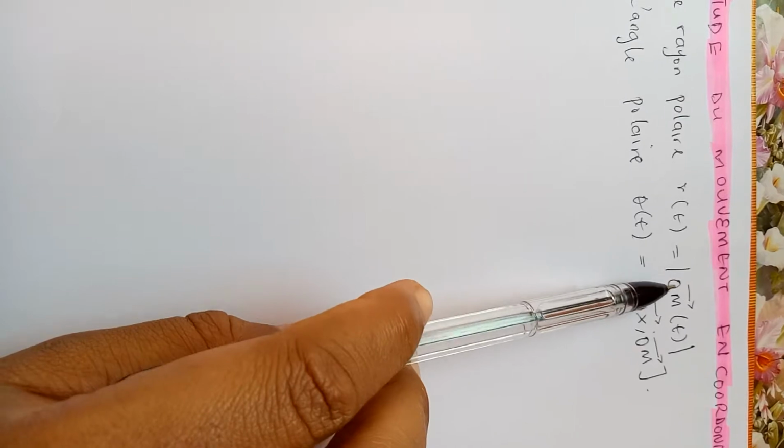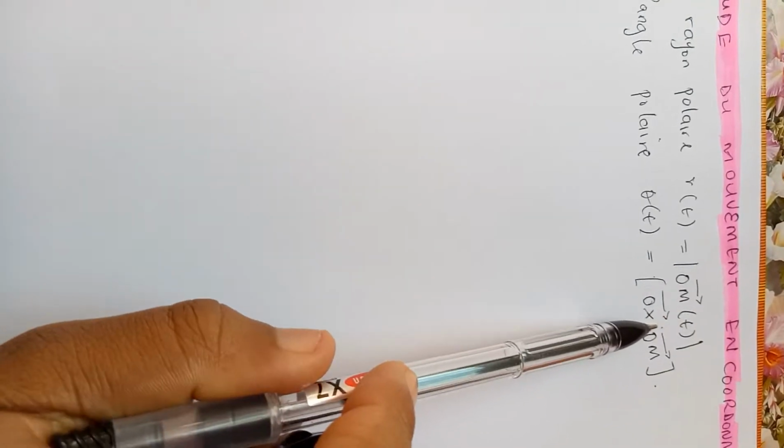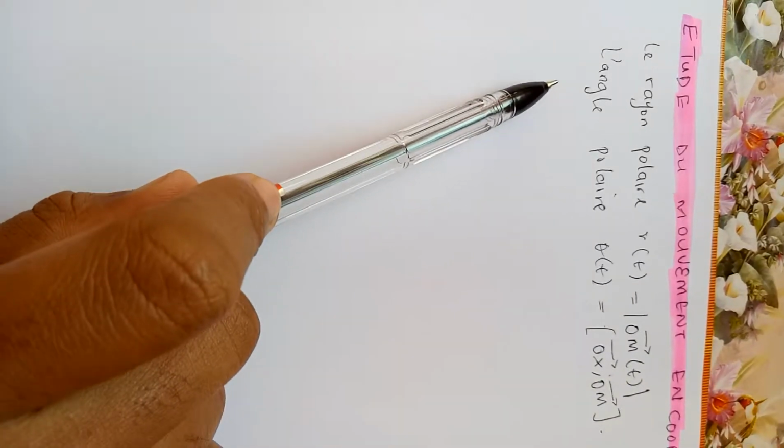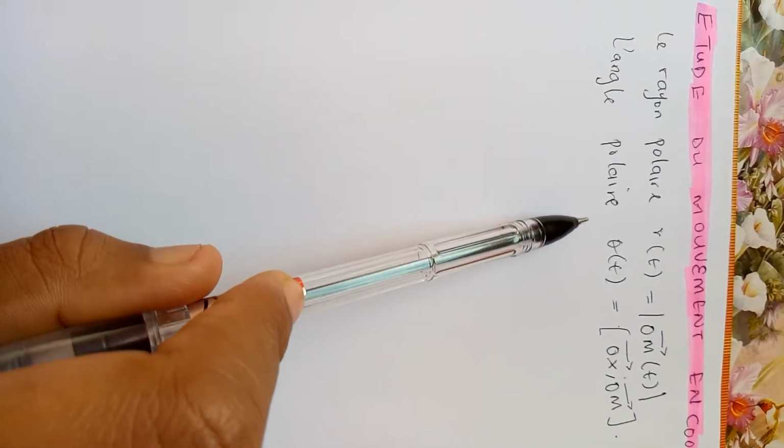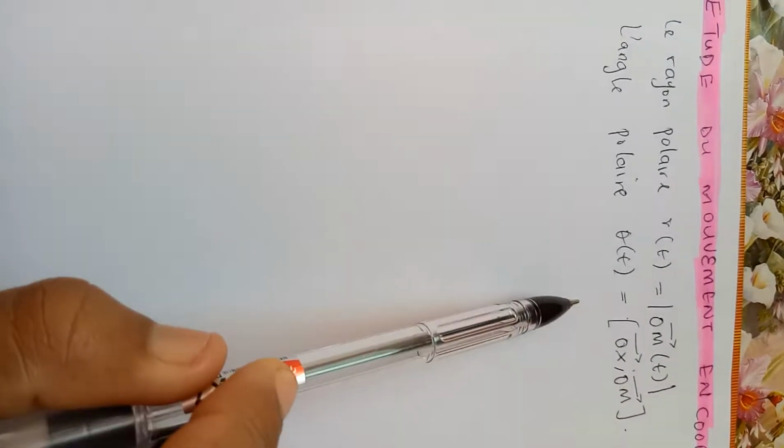So what is there to know about étude du mouvement en coordonnées polaires? There are some basic things that we're supposed to take into consideration. One is the rayon polaire, which we denote as r(t). You'll be seeing it in some of your exercises, like in your TDs. We have it as the vector OM, a function of time. And then the angle polaire, theta(t).